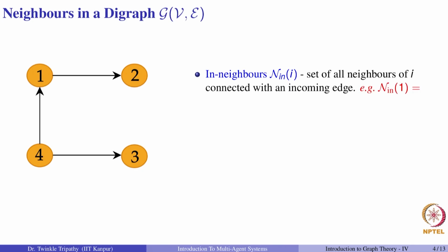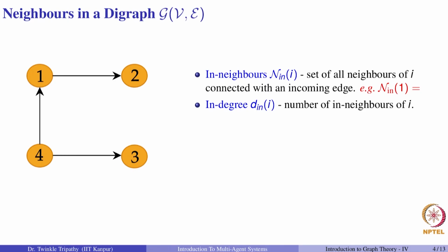So, we'll try to figure out some of these things for the graph shown on the left. In this graph, if you look at node 1, how many incoming edges does it have? It has only one incoming edge and it is from 4. Hence, its in-neighbor is 4. Then, very easily, what is in-degree? In-degree is nothing but the number of in-neighbors that it has. Hence, if you look again at node 1, it has only one incoming edge, hence its in-degree is 1.